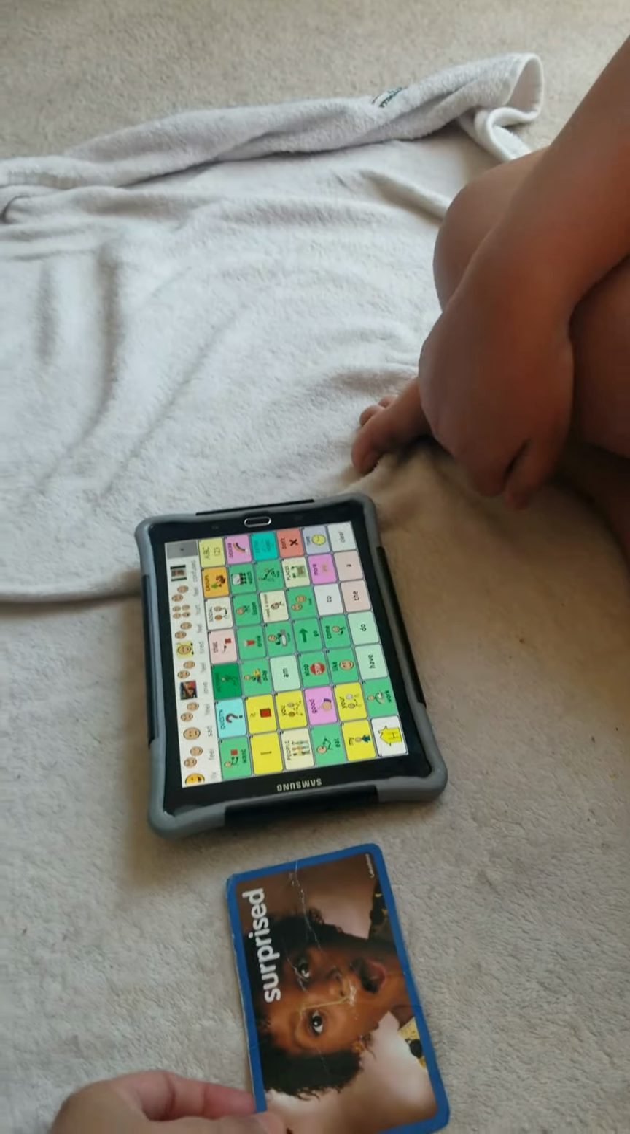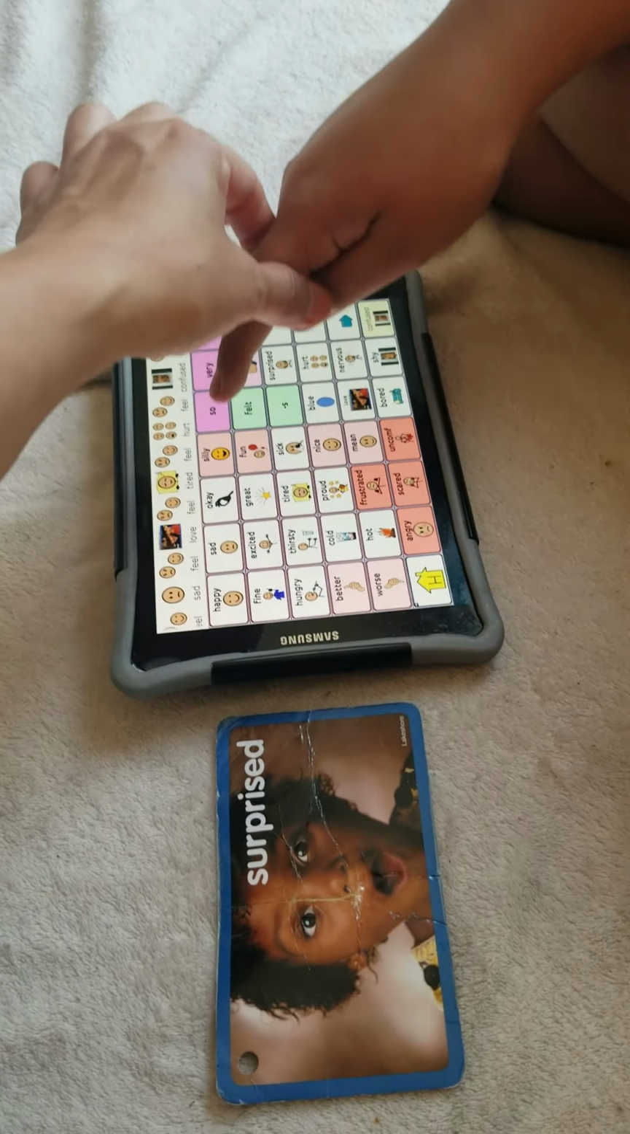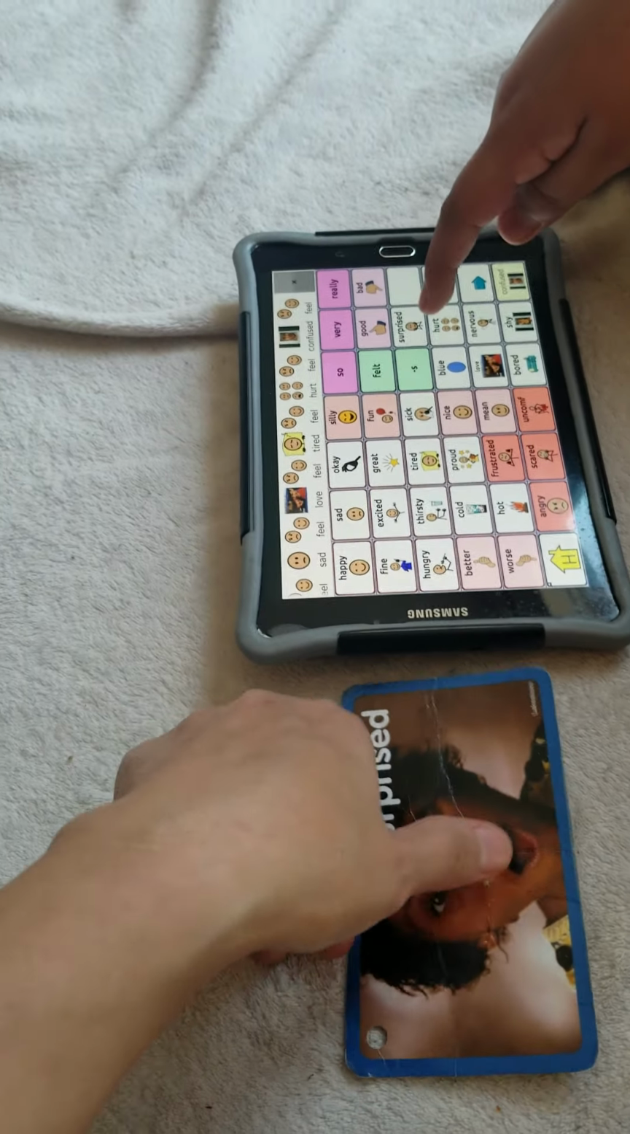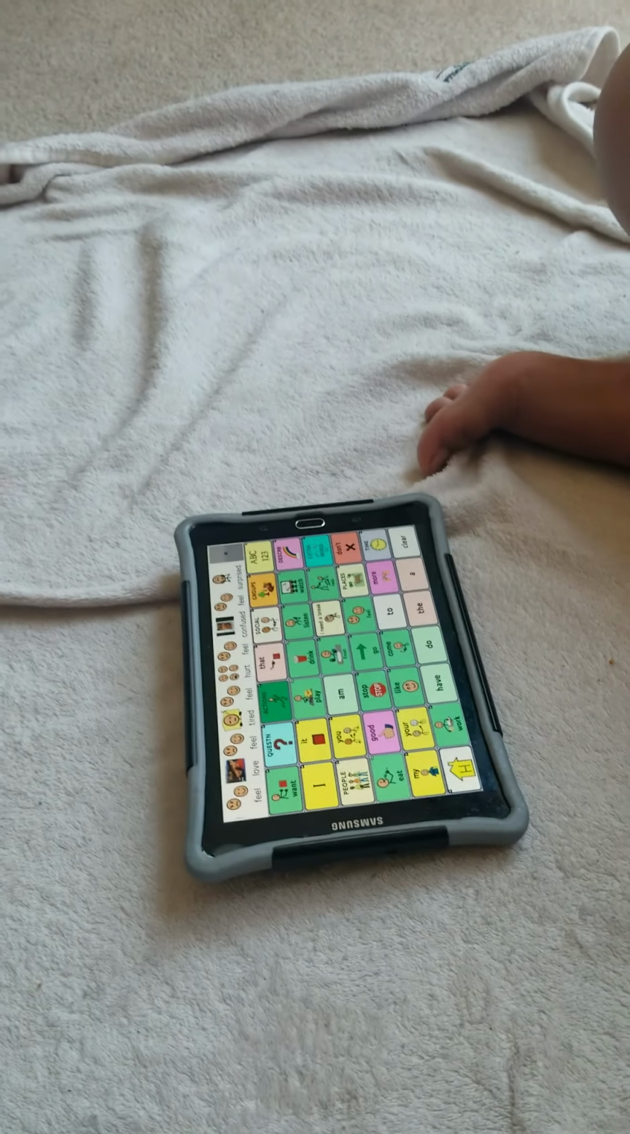How about this card? What do you think the boy is feeling? Is there a surprise there? Yeah, surprised over there. Surprise! He is surprised.